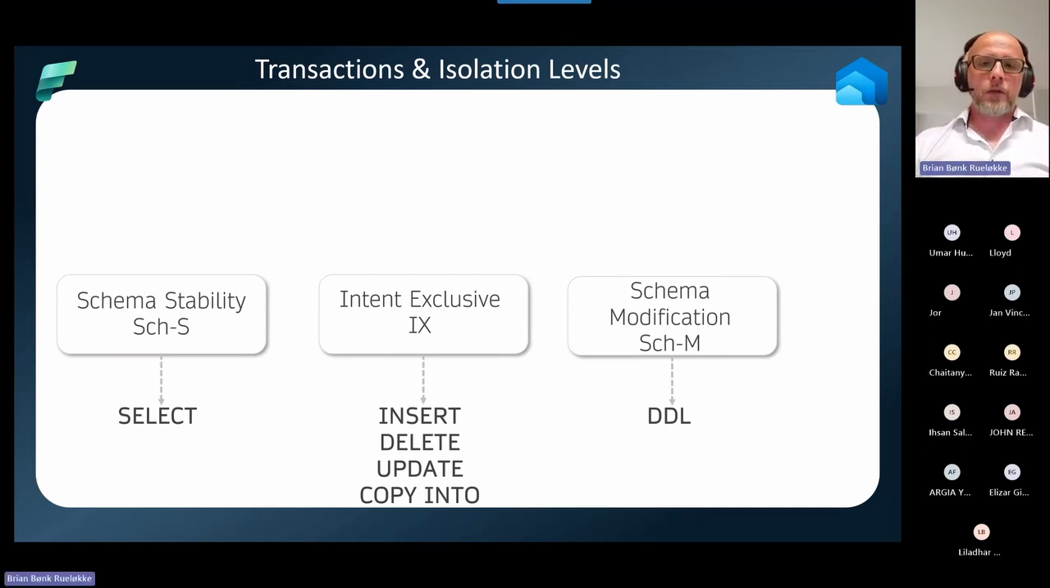When we're talking about transaction level and isolation level, we have three different lock types. We have the schema stability, where you would just do select statements that are not even locking a table. We just read the data out. Then we have the intent exclusive lock, where when we do insert, delete, update, or copy into, we get an intent exclusive lock for our table, and perhaps other processes will have to wait for this process to end. If we do schema modification, create table, delete table, and all that stuff, then we get a schema modification lock, and people might also have to wait.